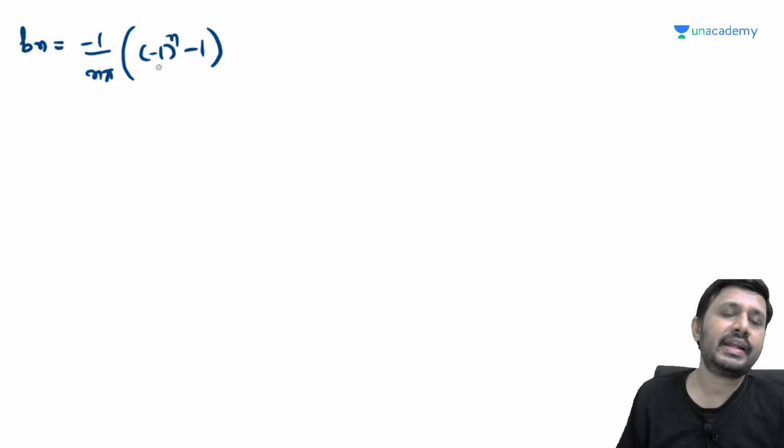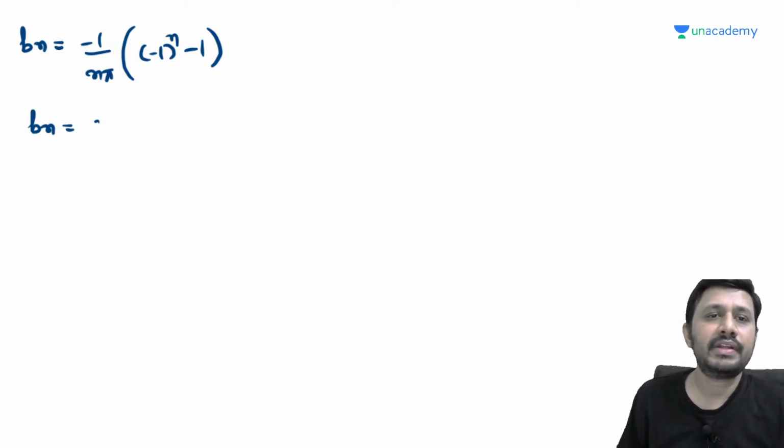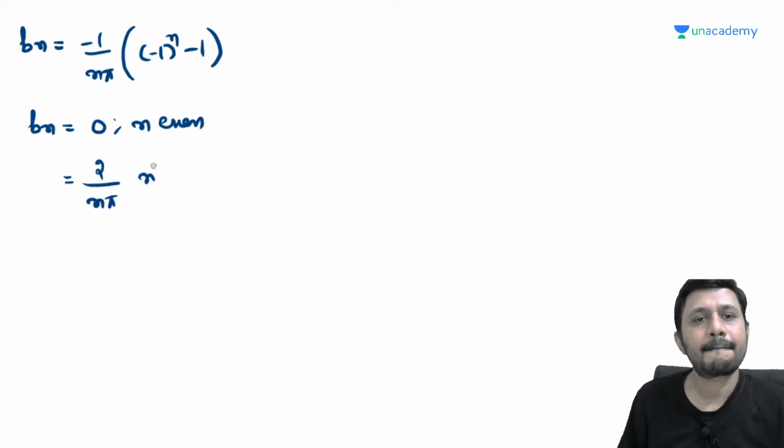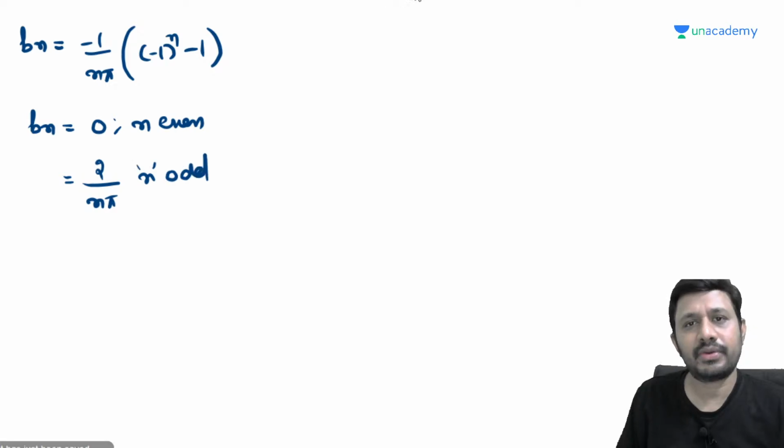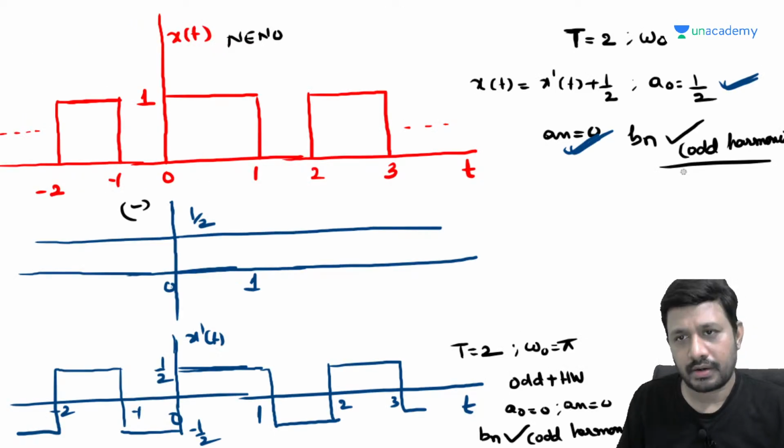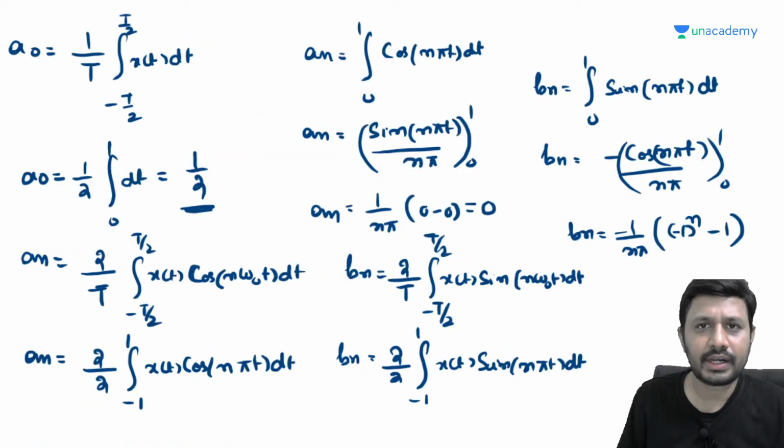Observe here, n can take even values, n can take odd values. What happens if n is even? 0 for n even. What happens if n is odd? Minus 1 whole power odd is minus 1, so it is 2 by n pi. Yes, Bn is existing only for odd harmonics. This is also satisfied.